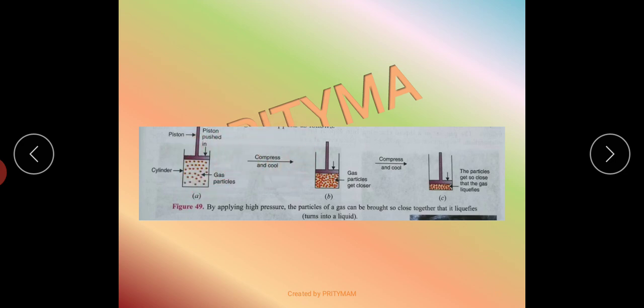And when it gets cooled, you can see over here the gas particles come much closer to each other. There is a force of attraction between them. And if we still apply pressure on this piston again, then again compression and cooling takes place. The particles get so close to each other that the gas liquefies.